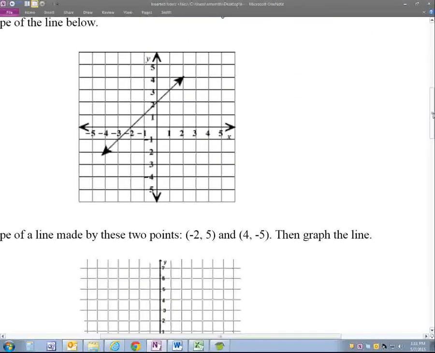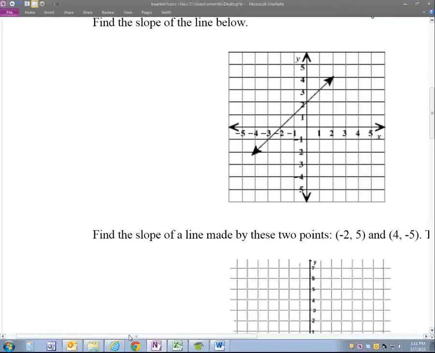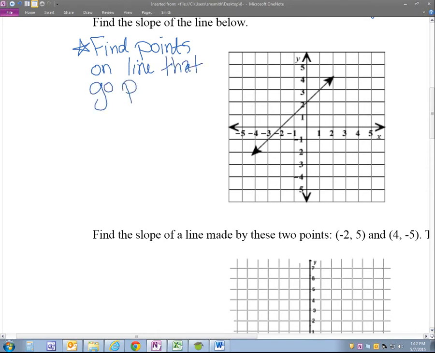Okay? So we have a graph here. The first thing that we're going to do when we see these, there are 3 questions like this on the homework assignment. We are going to put a star here, and I want you to write this. Find points on line that go perfectly through intersection.